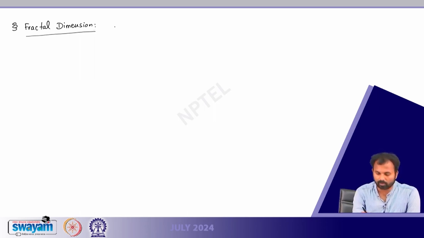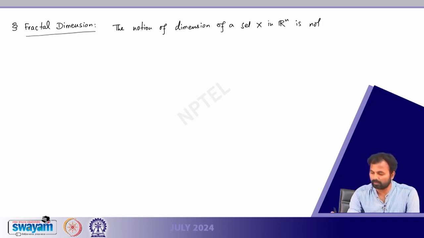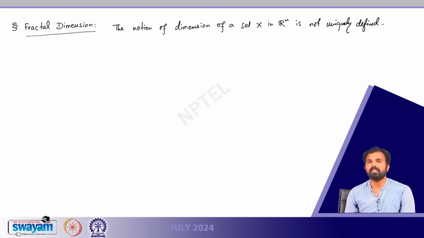So basically we know that the notion of dimension of a set X in Rn is not uniquely defined, right? If you recall the results from linear algebra where you determine the dimension of a vector space, depending upon what kind of space you have and what kind of operations you are defining, although the elements were chosen from Rn, depending upon the number of linearly independent vectors that generate that vector space X, you have the dimension of that vector space. So in general, the notion of dimension of a set X in Rn is not uniquely defined, right?